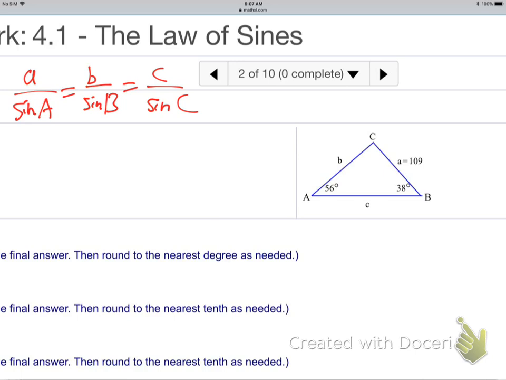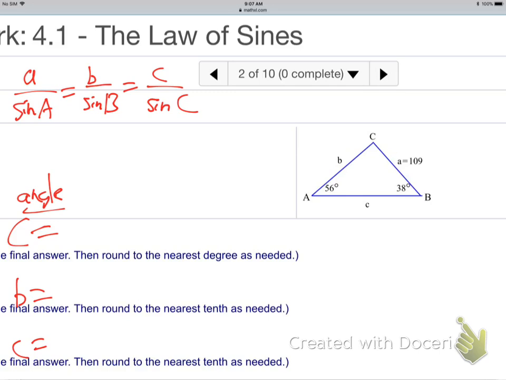So when you're looking here and you say, all right, what do they want me to find? Okay, so they want angle C first off, and then little b and little c side. So how do I find angle C, this angle up here, this opening right there? What do I do? Subtract the other two angles from 180, right? Because every triangle holds 180 degrees, doesn't it?